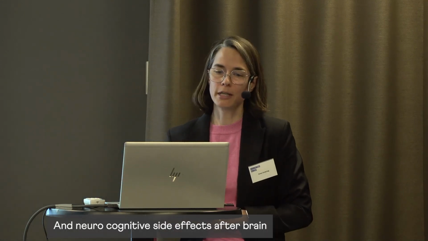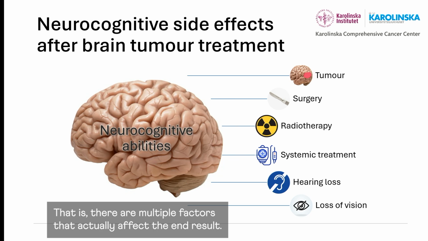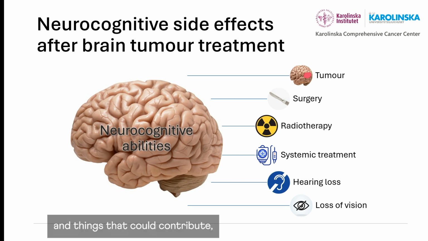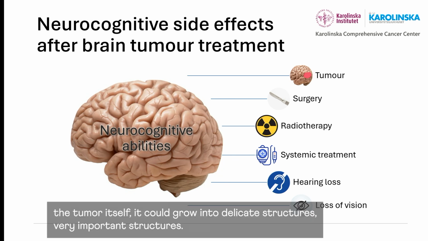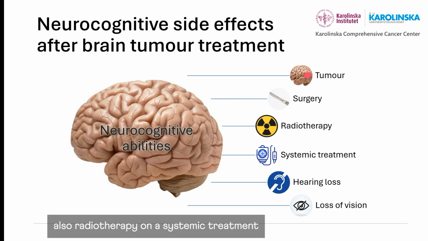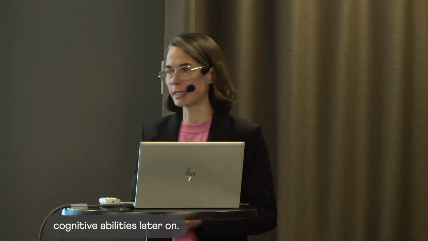And neurocognitive side effects after brain tumor treatment is multifactorial. That is, there are multiple factors that actually affect the end result, or the late side effects that we see. And things that could contribute are the tumor itself. It could grow into delicate or important structures. The surgery, also radiotherapy, or the systemic treatment, or things like hearing loss or loss of vision due to either the tumor or the treatment could actually affect the neurocognitive abilities later on.